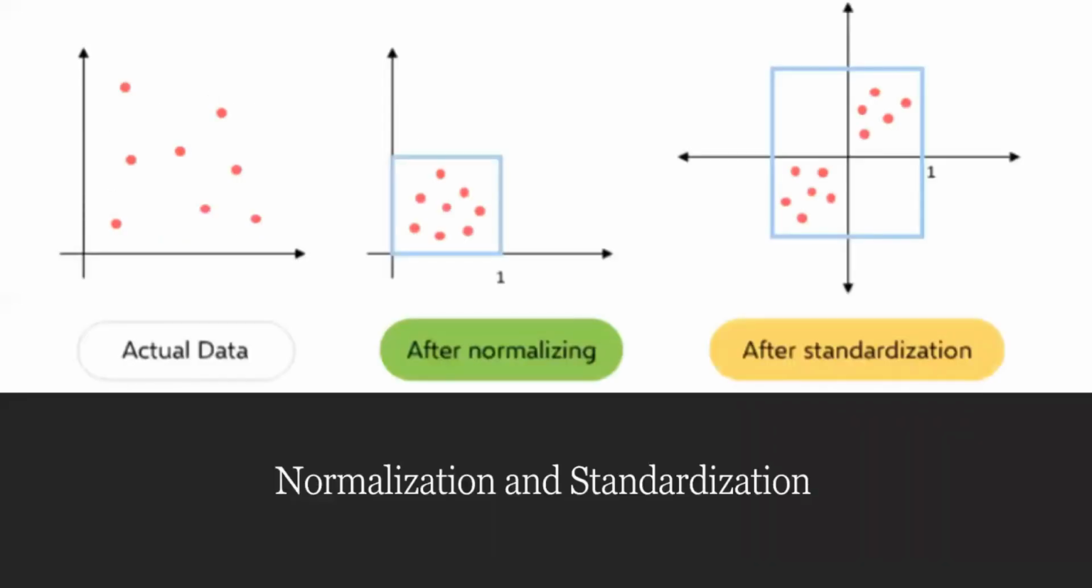Now let's see a visual representation of normalization and standardization. As you can see here, this is the actual dataset, and these values are spread across the dataset. After normalization, the data points are rescaled between 0 and 1. And after standardization, the values are rescaled at different positions.